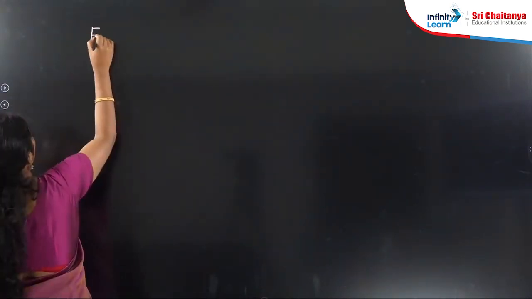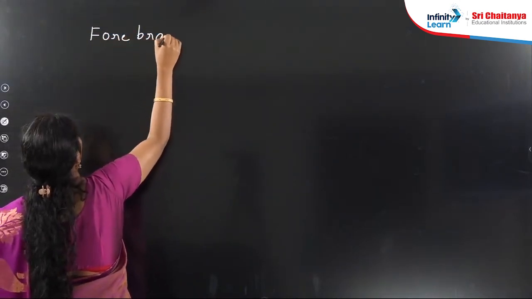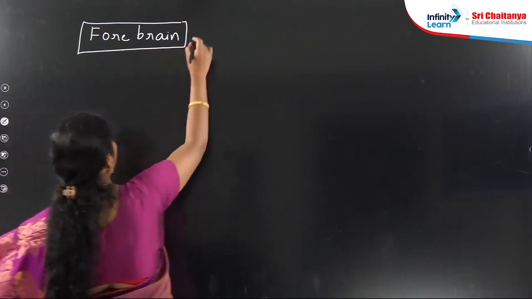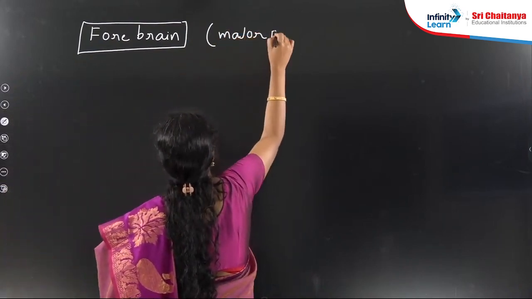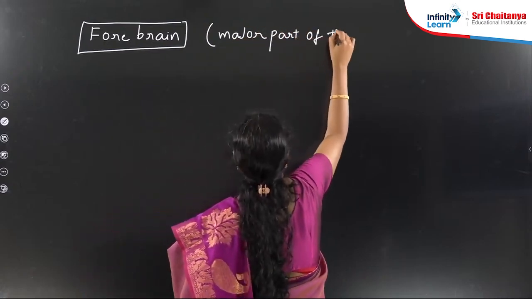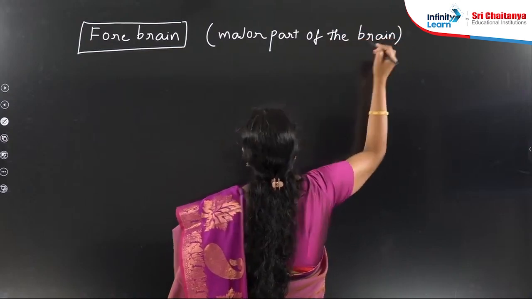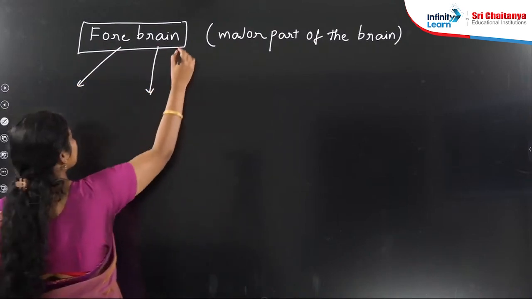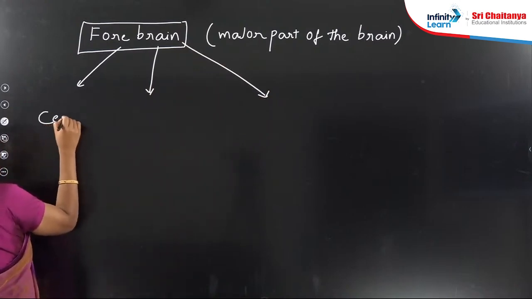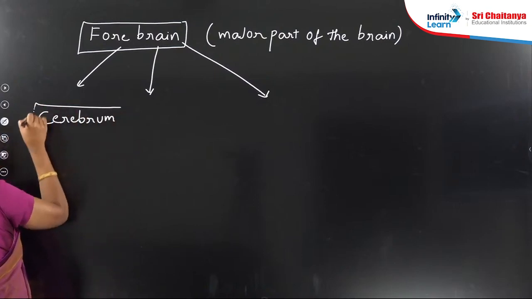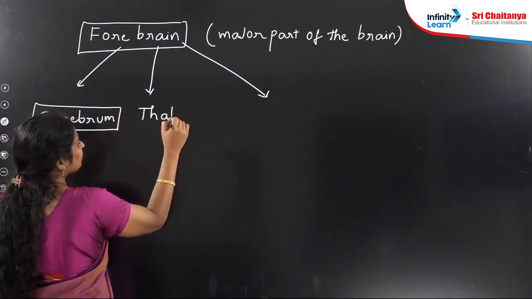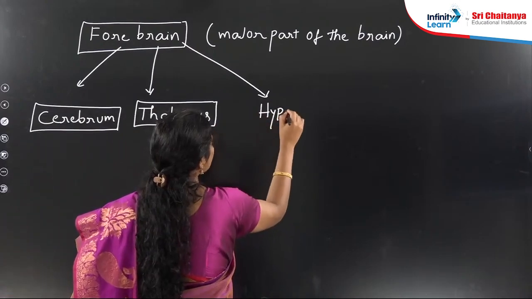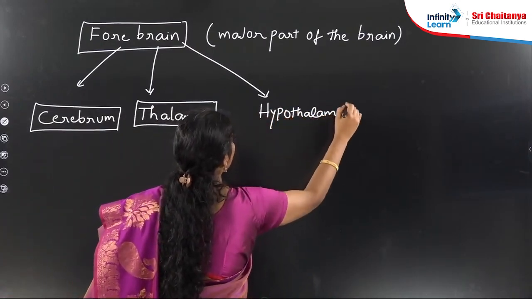Next, the forebrain. What points come under the forebrain? The forebrain is a major part of the brain, the largest portion of the brain. And this forebrain has structures called, first, cerebrum, second, thalamus, and the third, hypothalamus. This is also an NCERT point.